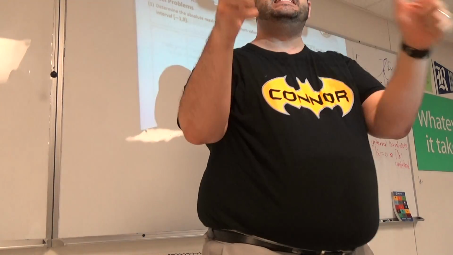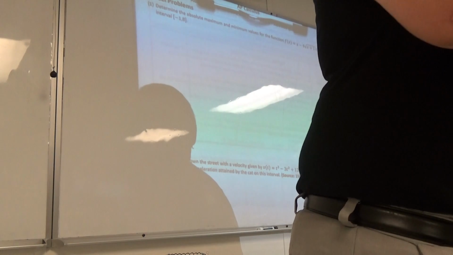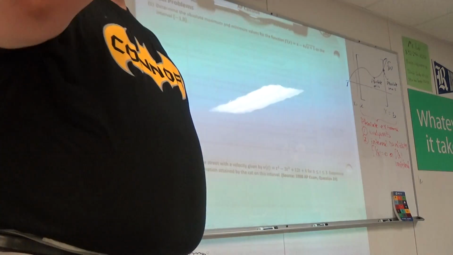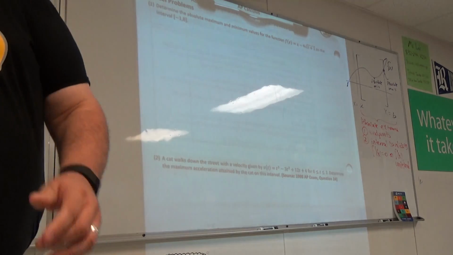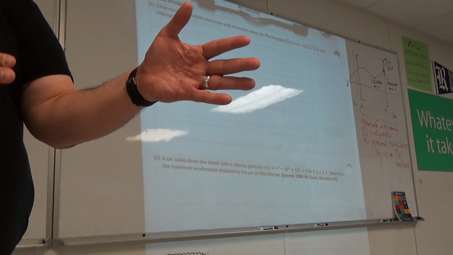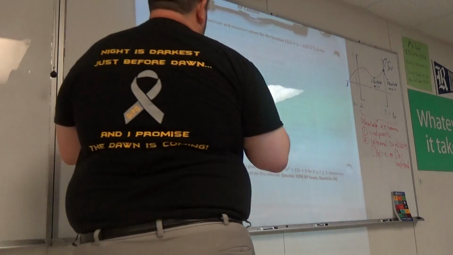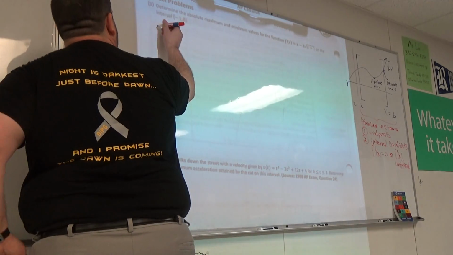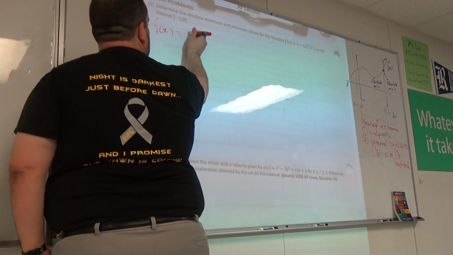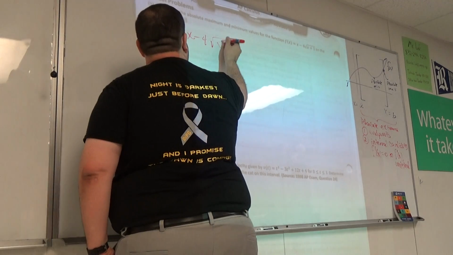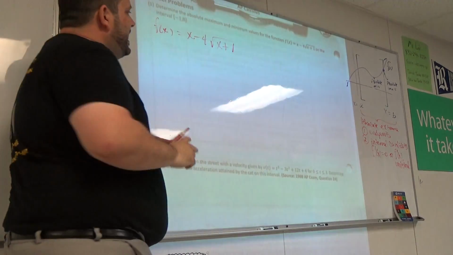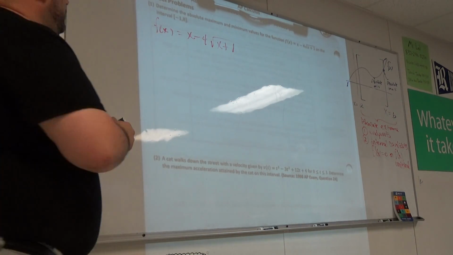The guarantee of the extreme value theorem, what's the promise? If the conditions are met, the promise is, Anthony, what's the promise? There will be a global max, there will be a global min if you've got both of the conditions met. So here's where we're going to start. We're going to start with this function f of x equals x minus 4 times the square root of x plus 1.